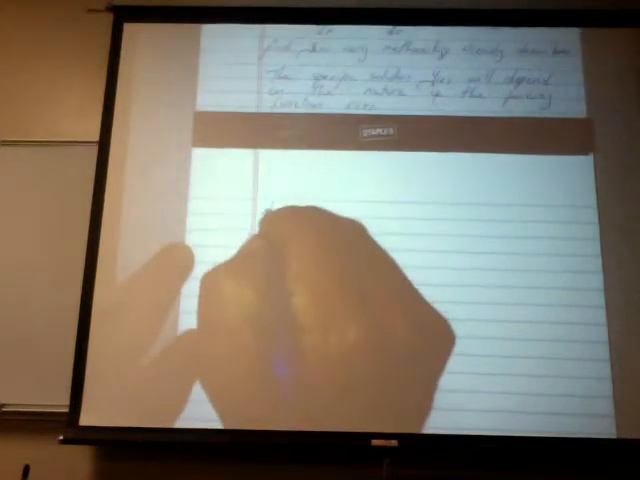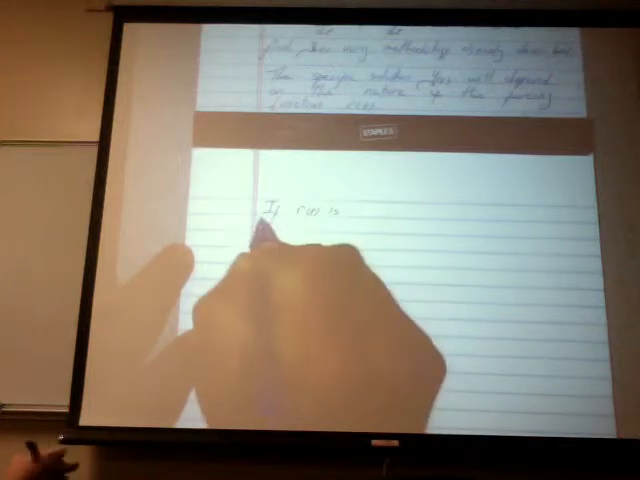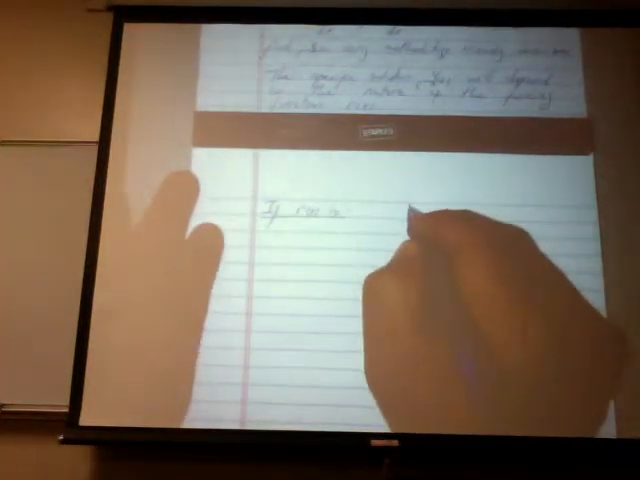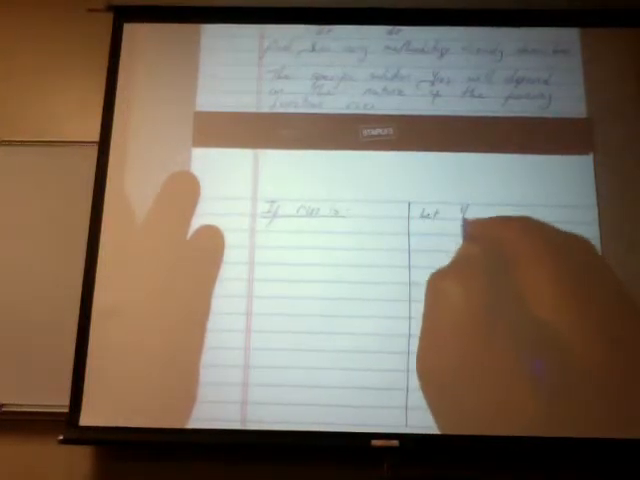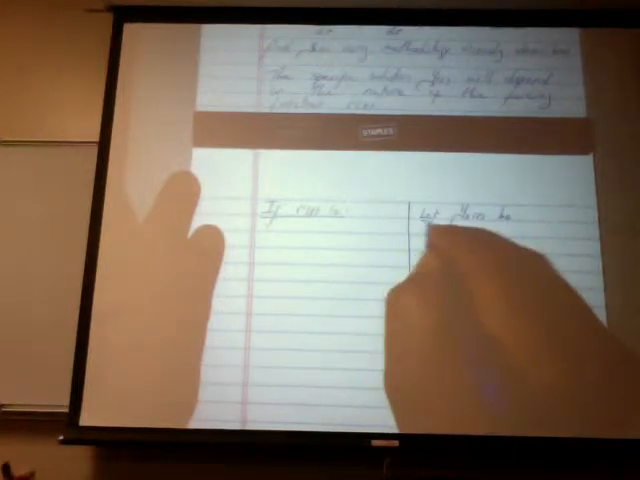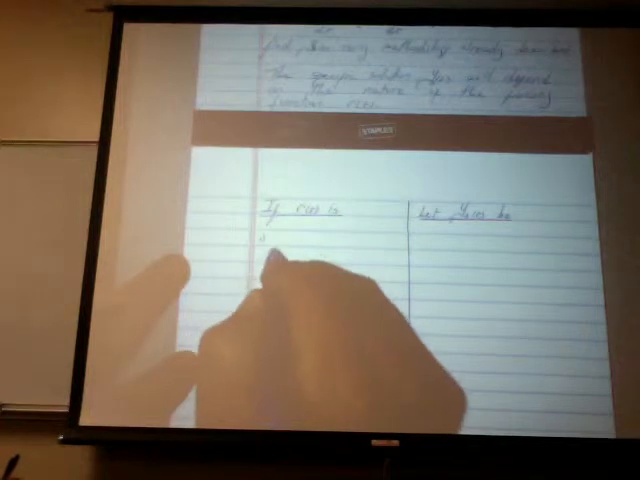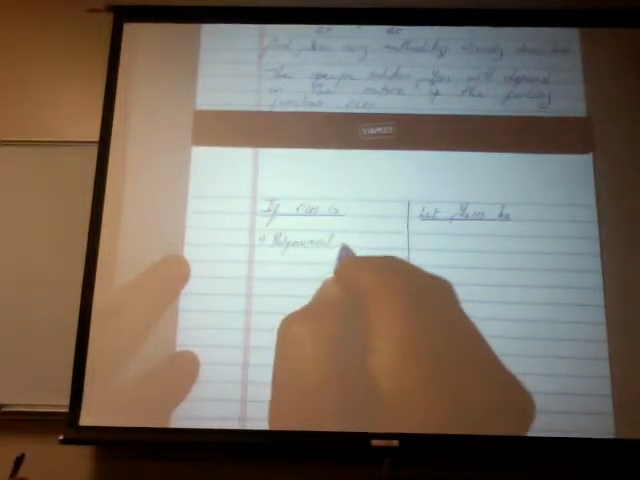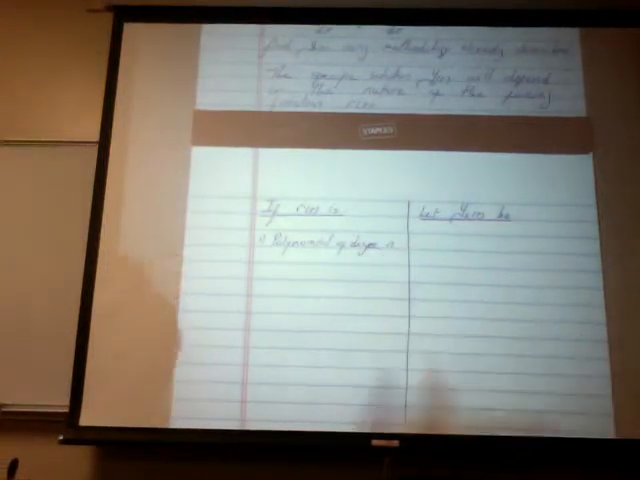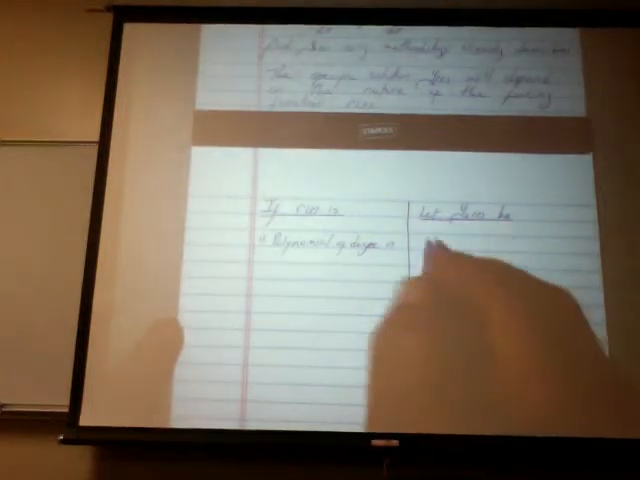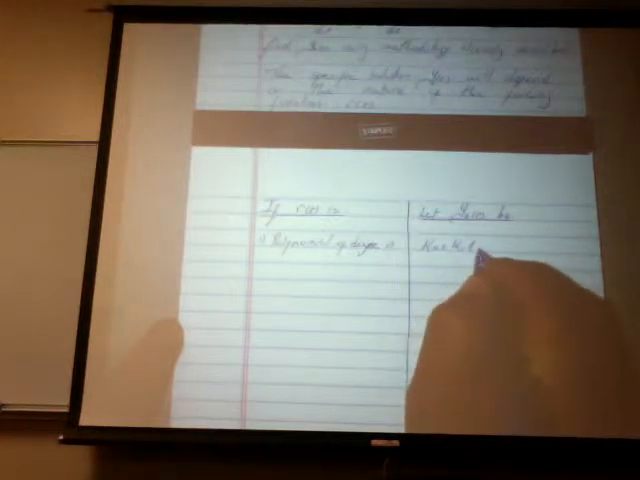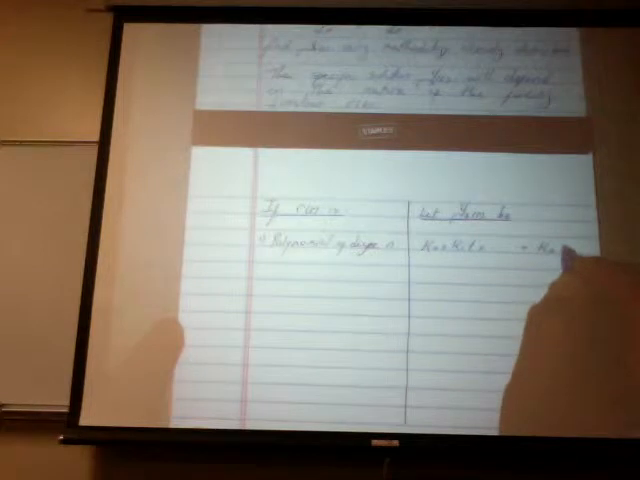So if r of t is a polynomial of degree n, that is, the function on the right hand side is a polynomial of degree n, then ys of t, you'll let it be k0 plus k1t plus all the way to kn times t to the n. So you let it be a general polynomial of that same degree.